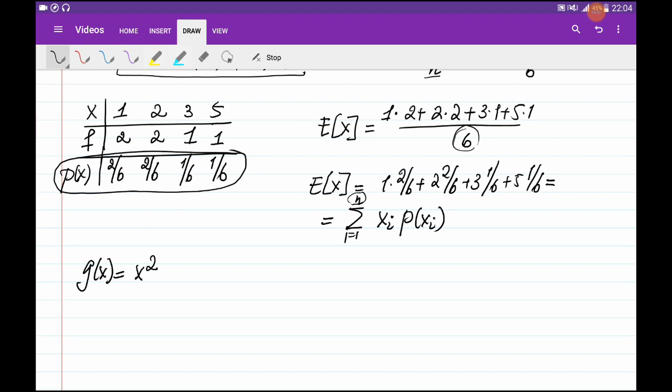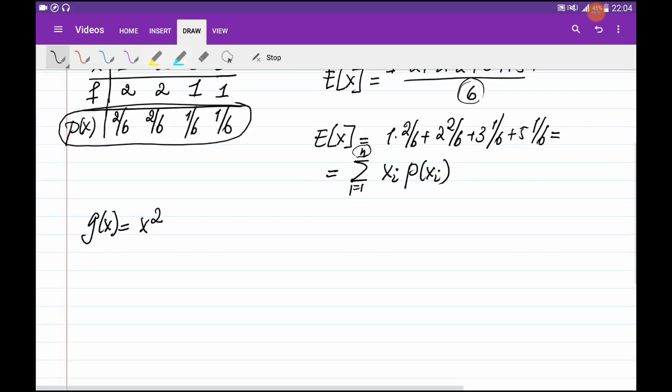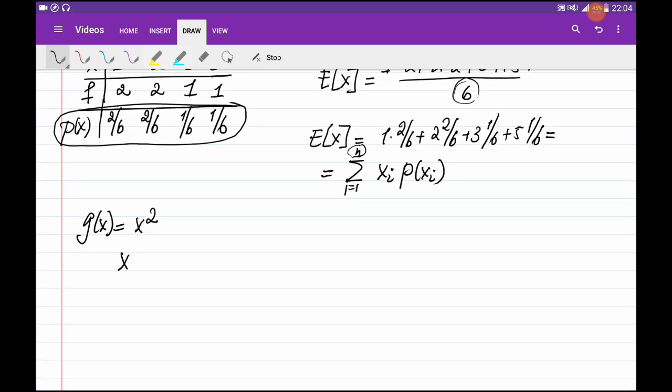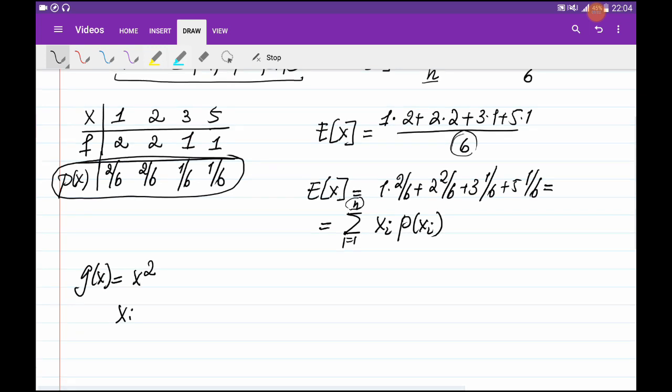So what I will do is, once I've got the value of the random variable, I will square this, okay? So previously we've got data, x was 1, 2, 3, 2, 1, 5. And every time I get the output for the random variable, I will just square this. So x squared will be 1, 4, 9, 4, 1, and 25.